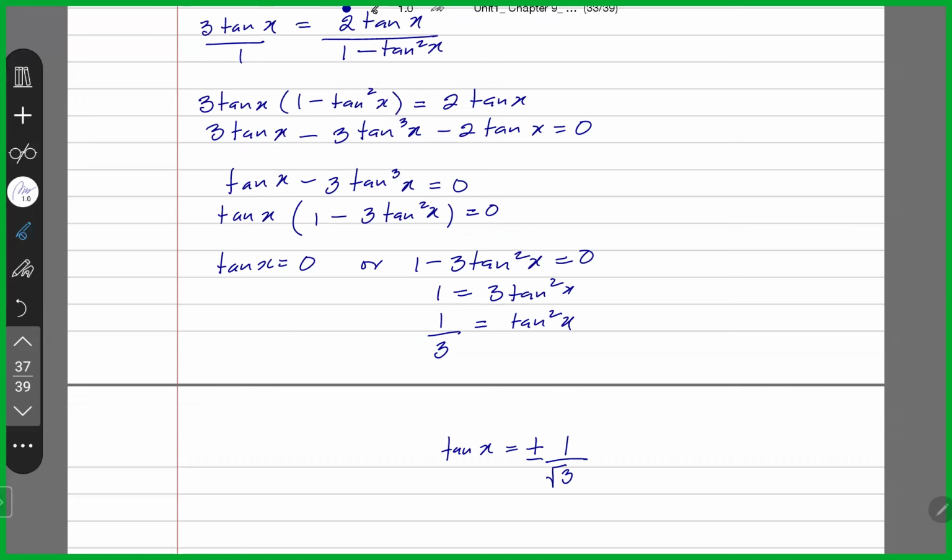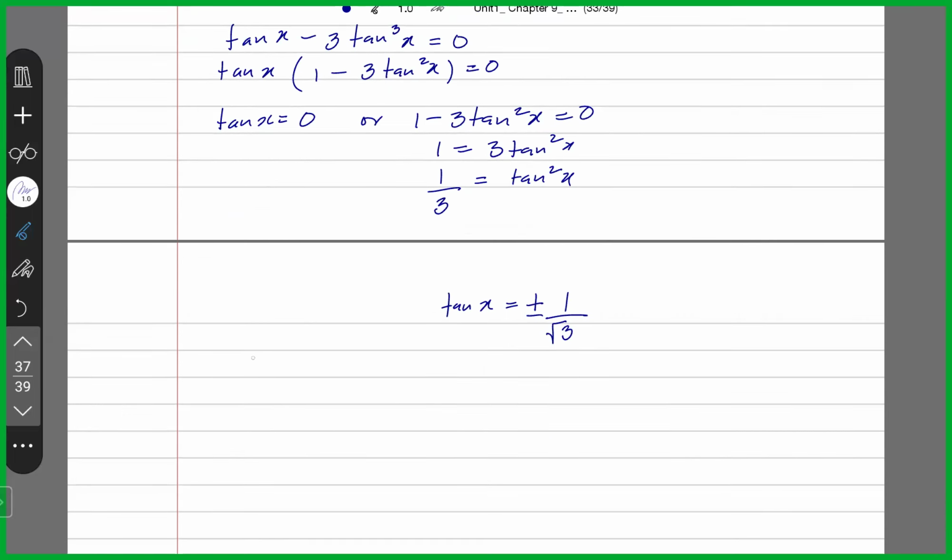Now I know what tan x is. So there are three things. Tan x is equal to 0. Tan x is equal to 1 over root 3. And tan x is equal to minus 1 over root 3. All right, so x is equal to tan inverse 0, which I think is 0, 180 and 360 degrees.